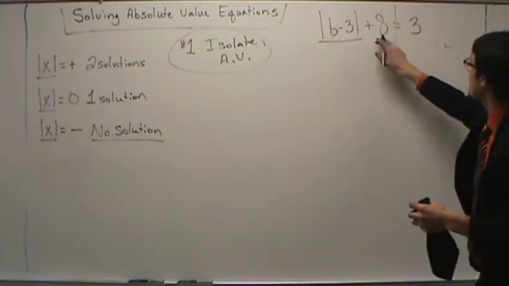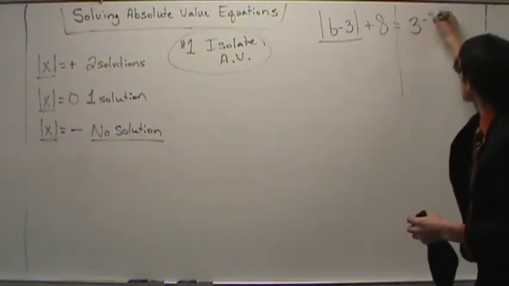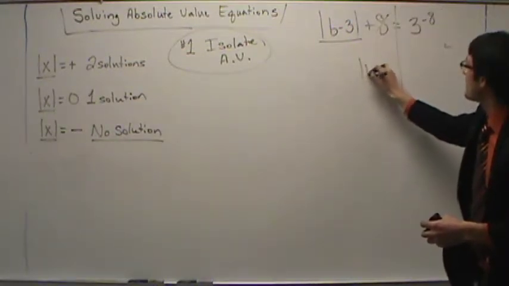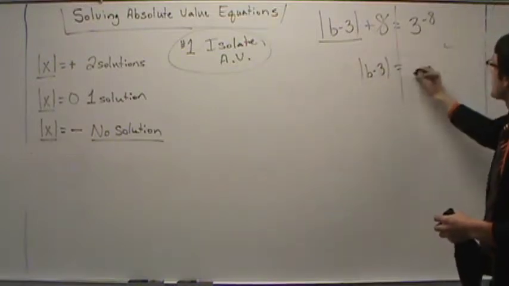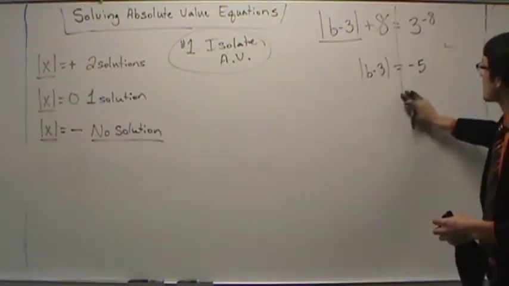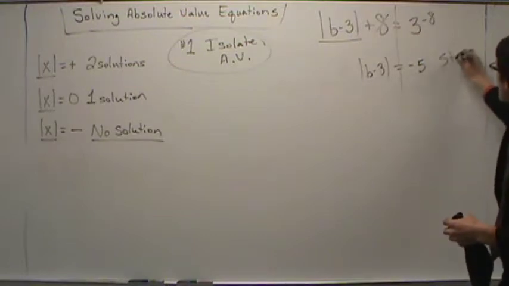So we have to get rid of what? Get rid of the 8. So move the 8 to the other side. It's being added, subtract 8. We end up with the absolute value of b minus 3 is equal to 3 minus 8, which is negative 5. There it is. So what do we do here? We stop and we check.